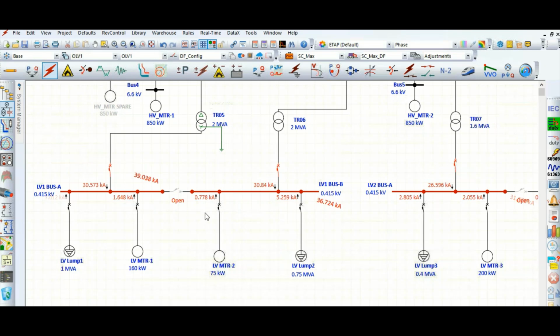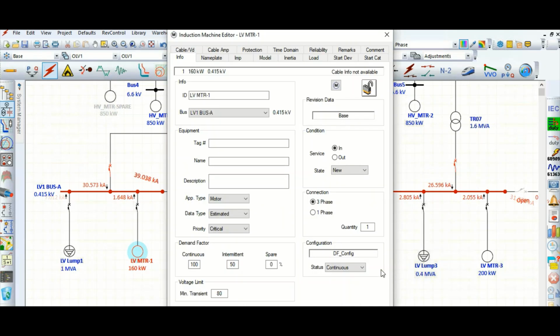Now the next question is coming. I will come to that point to validate this. The next question is, what is the reason behind this? What is the factor acting to contribute the fault current in the case of a motor? Let's go to the motor case editor. Okay, go to the impedance tab.